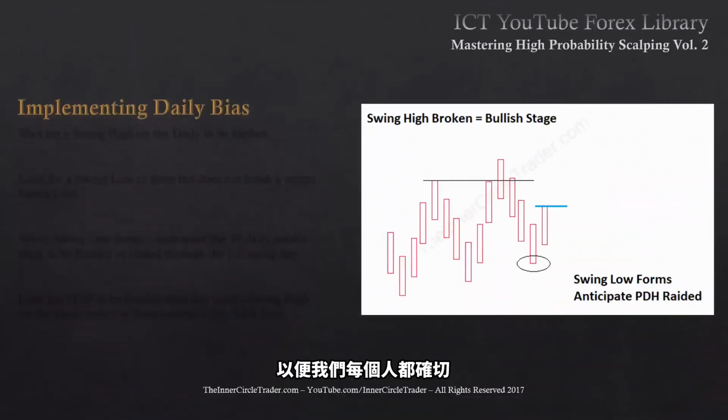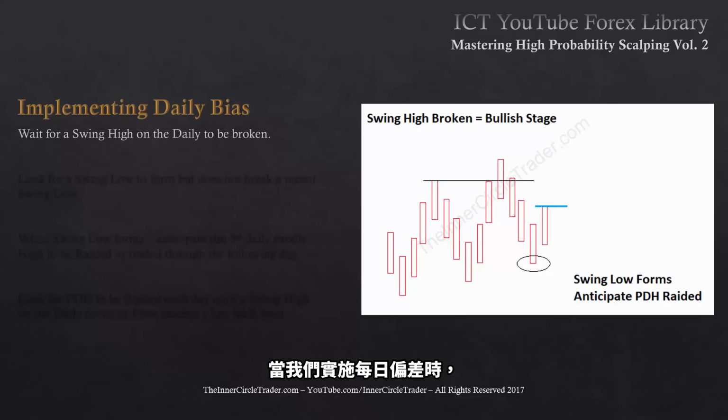All right, so we'll be reviewing the daily bias so that everyone knows exactly what should be done. And I'm referring to a daily chart here. So when we're implementing the daily bias, on the daily chart, we're going to be waiting for a swing high to form and to be broken. This will be bullish. When we see a swing high broken, in other words, a candle that has a lower high to the left of it and a lower high to the right of it, as seen here.